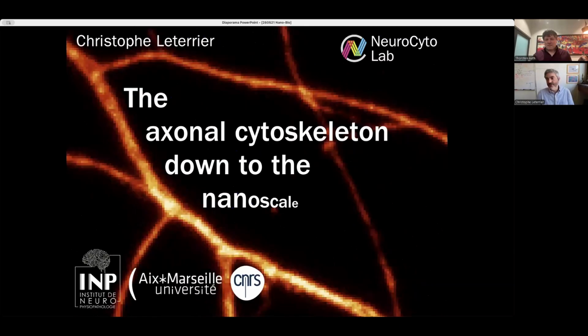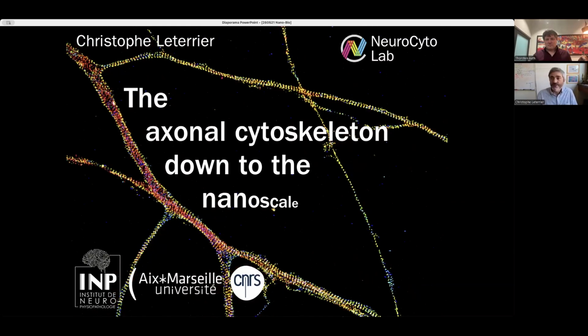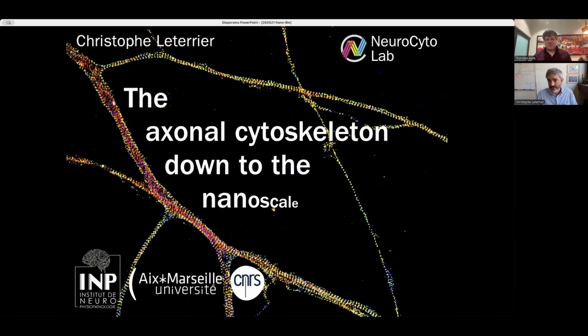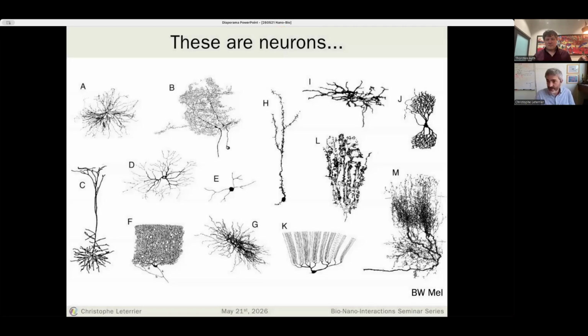It's a pleasure to talk to you today about what we do in the NeuroCytolab in Marseille to look at the axonal cytoskeleton down to the nanoscale. So these are neurons. This is what we study. And as you can see, these neurons have a very diverse and striking morphology. You have some that are very branched, very large, some that are very regular, some that are very irregular. So really the mystery is how do they build, maintain, and transform this very unique architecture that is, of course, necessary for their function in the brain.